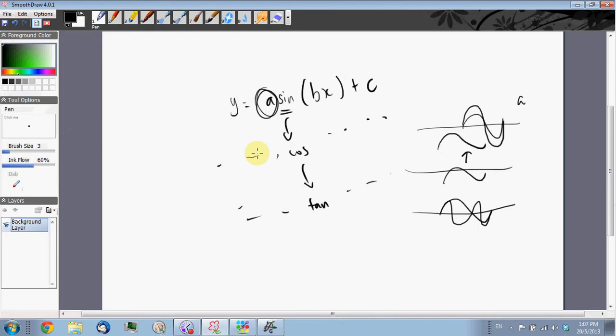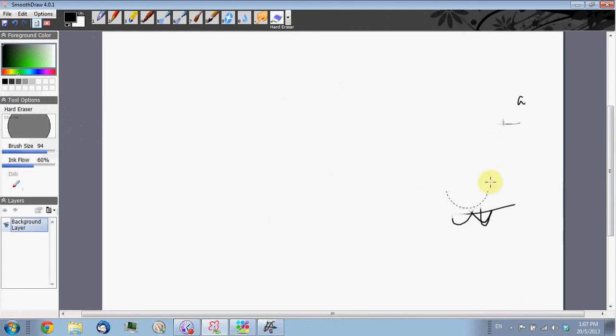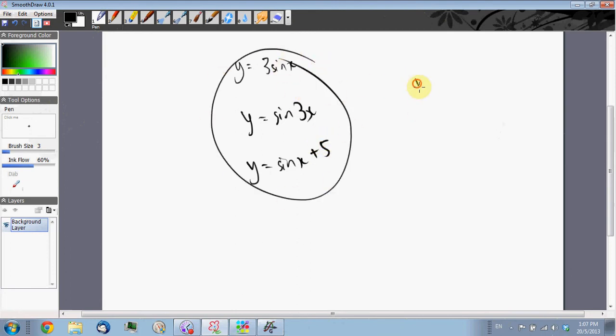Okay, so now we're going to do some examples where we have not just one change of variable, a, b, we can have multiple change of variables. So what we have been doing is we have been separating the changing variables, right? So we separate y equals 3 sine x, done. y equals sine 3x, done. y equals sine x plus 5. What if we combine everything? We get y equals 3 sine 3x plus 5.